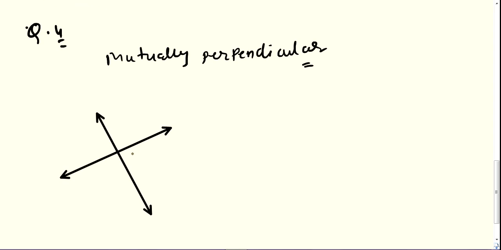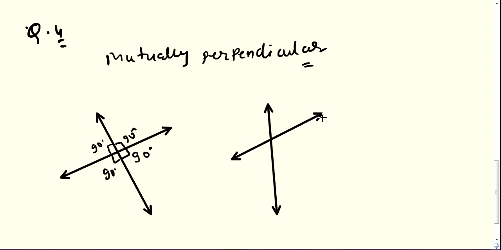Now in this figure we have 90 degrees here. If you have a 90 degree angle here, that means all the angles are 90 here. So in this case the lines are mutually perpendicular to each other. But in the second figure you have an angle of 70 degrees, which is not exactly 90. So these two lines are not mutually perpendicular to each other. If you have an angle of 90 degrees, they are mutually perpendicular to each other.